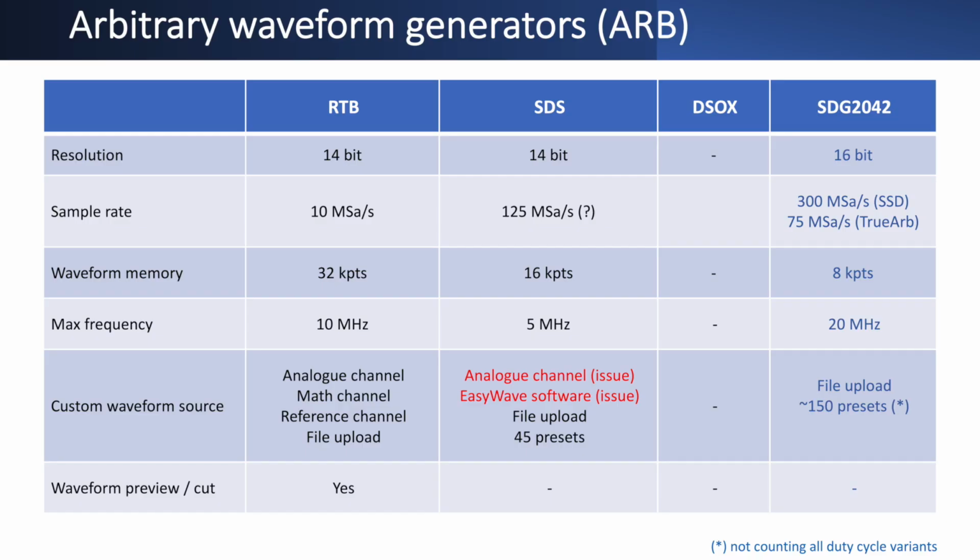Let's first compare some basic specifications of the arbitrary waveform generators. So we see that both of the oscilloscopes support 14 bits resolution. The sample rate is much higher for the SDS than for the RTB. I'll say something about that in a second. The waveform memory of the RTB is a generous 32K and 16K still for the SDS. The maximum frequency of the arbitrary signal is 10 MHz for the RTB and 5 MHz for the SDS.